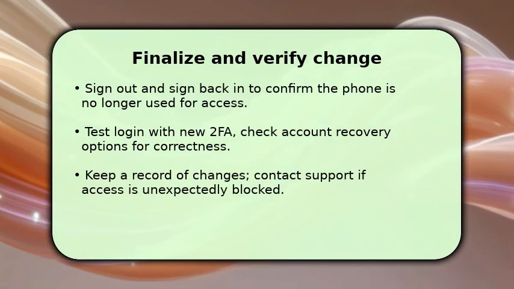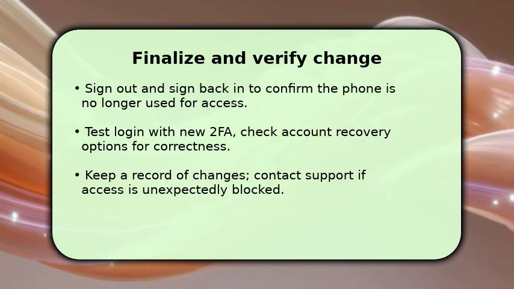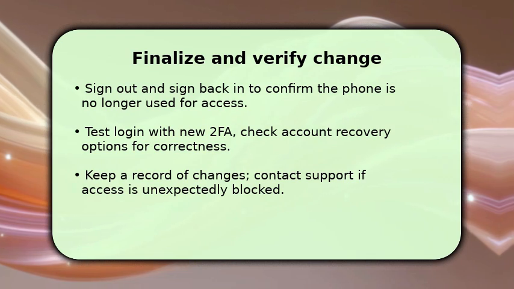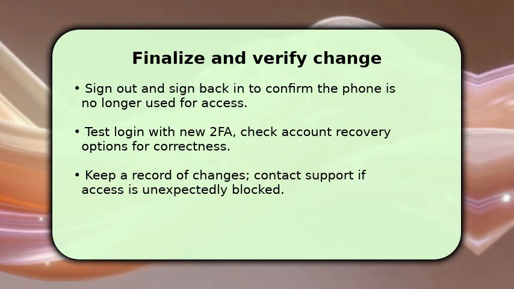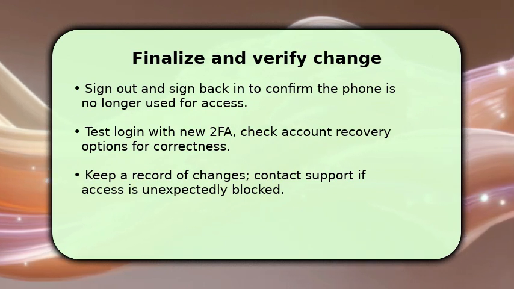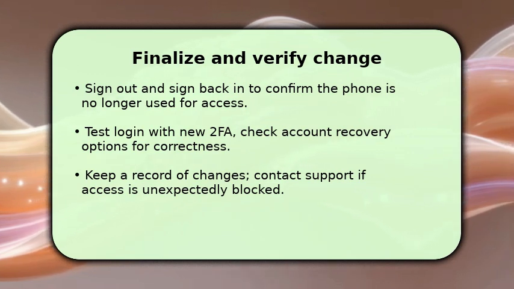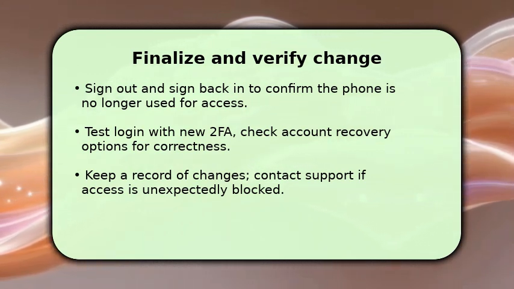Finish by signing out and signing back in to confirm the mobile number is no longer used for login or 2FA. Test the new authentication method immediately, use the authenticator or backup codes, and verify recovery options point to your email or alternate contact. Make a short record of changes in a secure place.